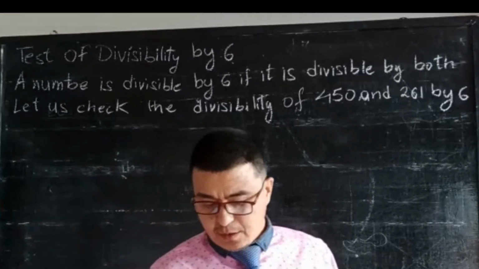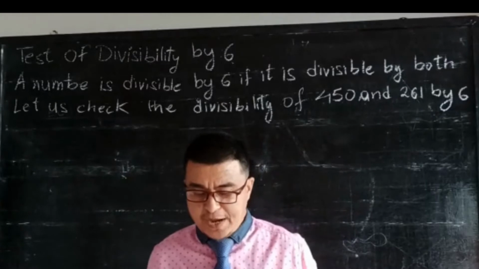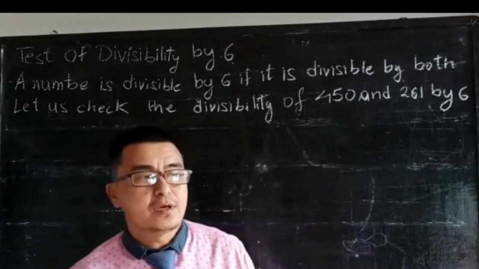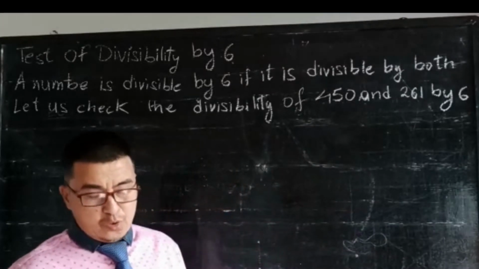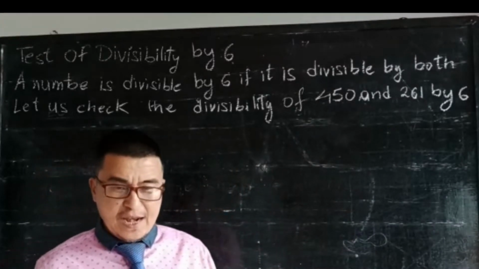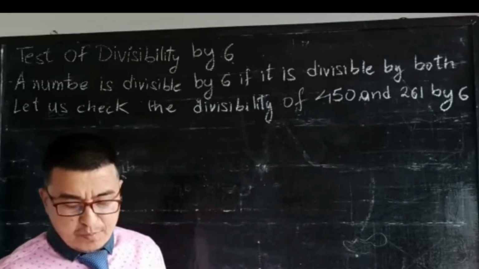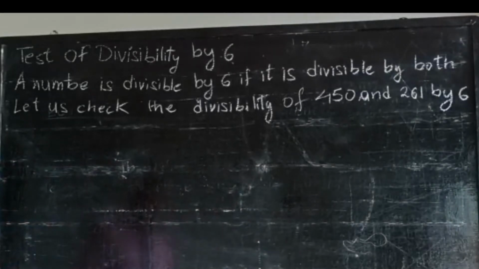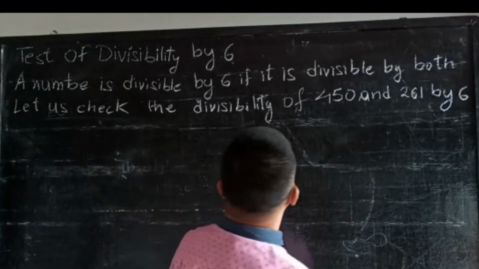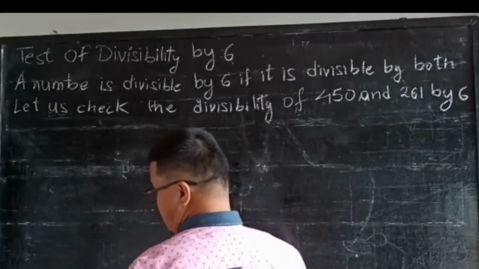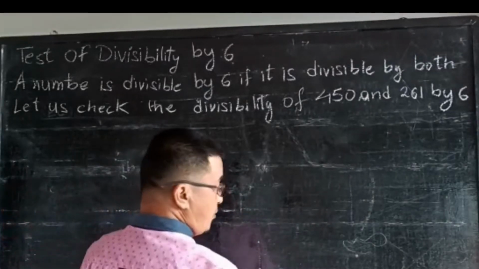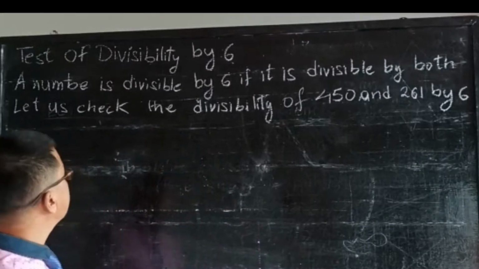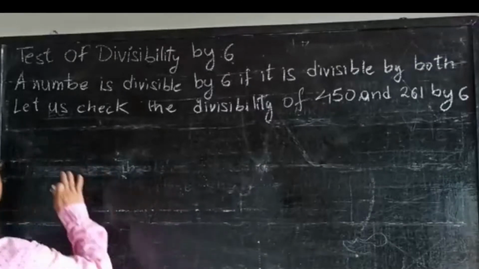Let us learn the test of divisibility by 6. In the previous class you learned about the divisibility of 2, 5, 10, 3 and 9. Now, a number is divisible by 6 if it is divisible by both 2 and 3. A number is divisible by 6 if the number is both divisible by 2 and 3.